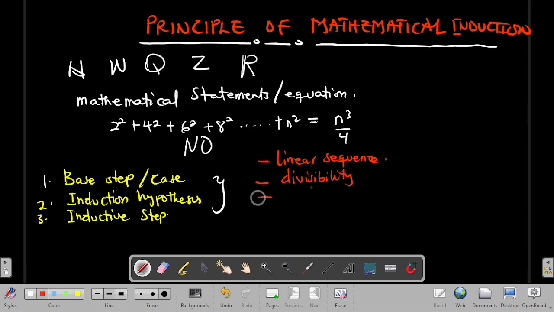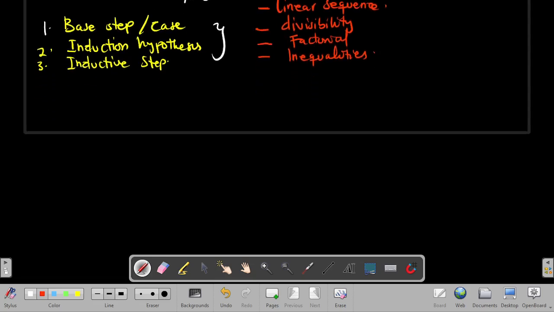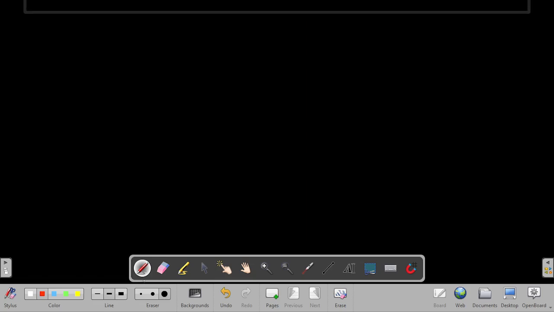The next one is the factorial problem, so we have problems that involve factorials, and we also have inequalities. These are some of the possible problems you encounter when you're doing algebra at these early steps. Now let's solve a couple of examples for you to understand this better. Let's check the first type. I have a problem here.